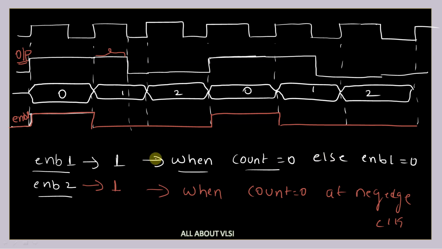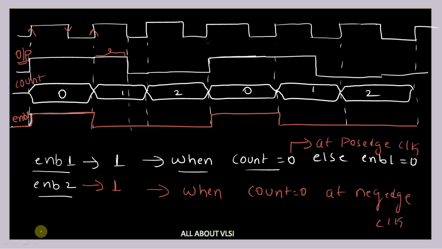And when this count is equal to 0, your enable 1 is becoming 1 at the positive edge of the clock. So this is the difference which I am going to consider. My enable 2 signal will become 1 if and only if my count is equal to 0 and there is a negative edge of the clock, and my enable 1 will become 1 if and only if there is a positive edge of the clock and count is equal to 0. So at the positive edge of the clock enable 1 becomes 1, and it becomes 0 at the next positive edge of the clock.